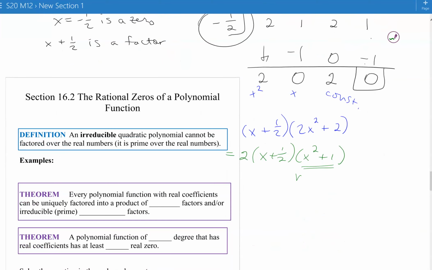And we already know there's no real zeros here. That has only i and -i as zeros. So in the next section, we'll want to know about those when we're asked about complex zeros. But in this section, you would say x equals -1/2 is the only real zero.